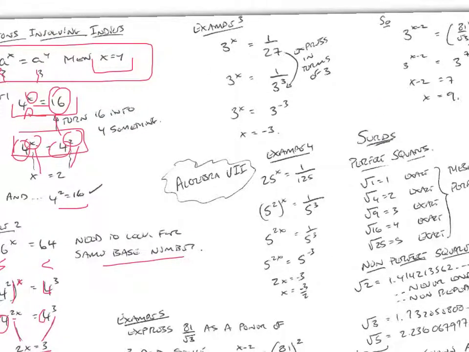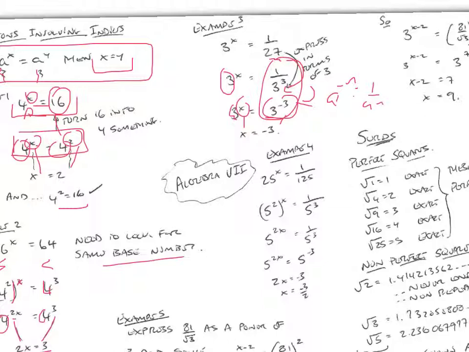Okay, 3 to the power of x equals 1 over 27. So I need to get this in terms of 3. 27 is 3 cubed, so 3 to the power of x is the same as 1 over 3 cubed. 3 to the power of x is the same as 3 to the minus 3 when I bring that up. And if that's the case, my 3s are the same, so x is equal to minus 3. And of course this comes from the fact that a to the minus n equals 1 over a to the n, and the other way around.